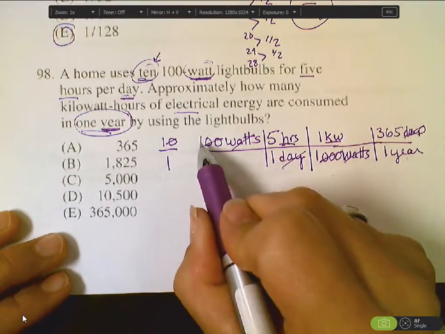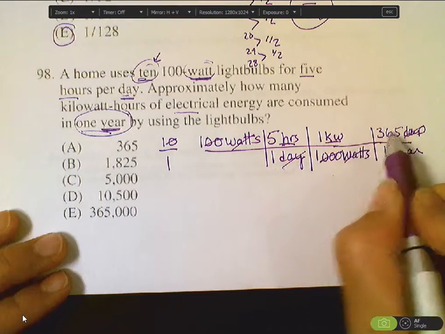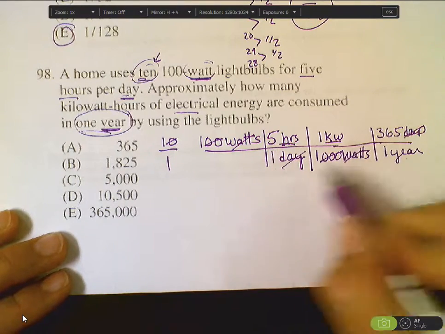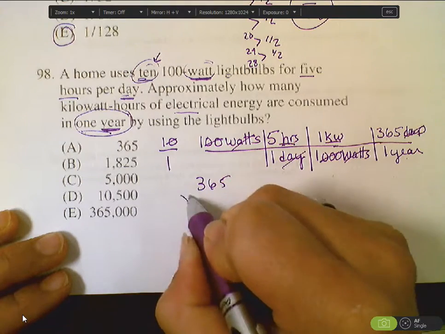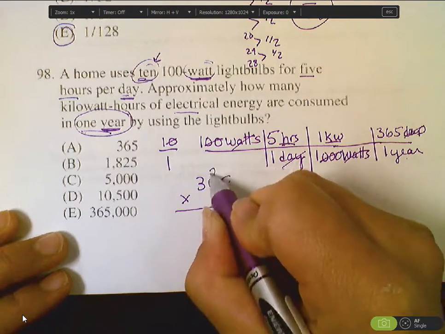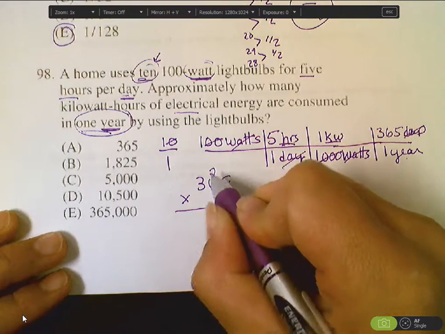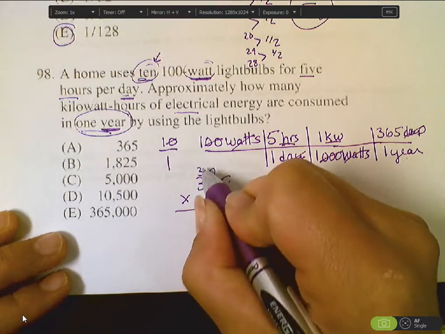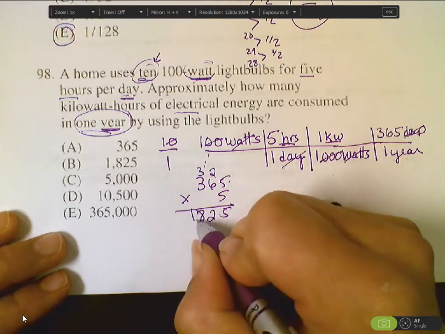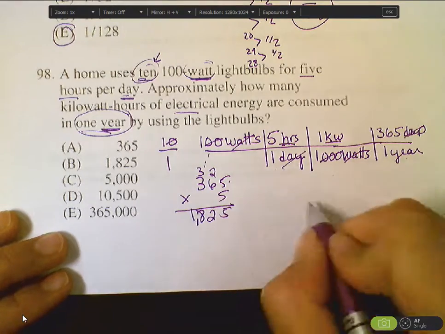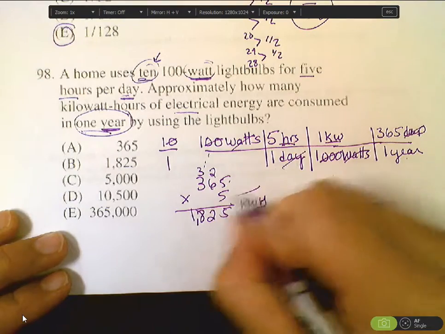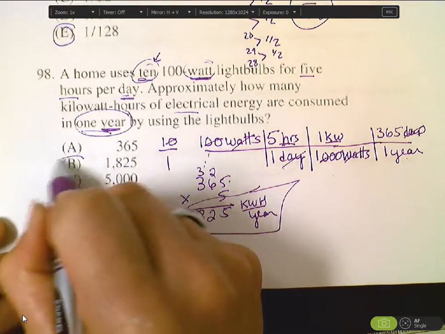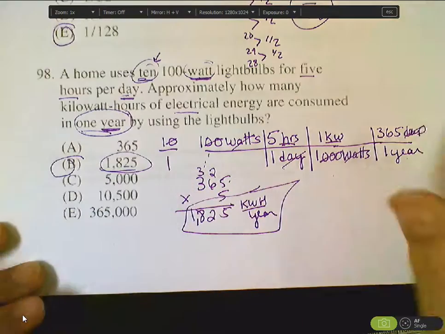So essentially, on top is 1 times 365 times 5, and then you're dividing it by 1. So really, I just need 365 times 5. 5 times 5 is 25, 5 times 6 is 30, plus 2 is 32, and 5 times 3 is 15, plus 3 is 18. So this is how many kilowatt hours per year. And look at that.